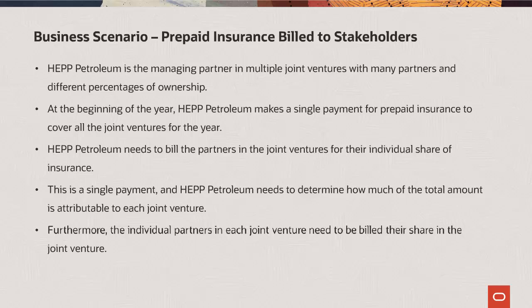This is a single payment, and HEPP Petroleum needs to determine how much of the total amount is attributable to each joint venture. Furthermore, the individual partners in each joint venture need to be billed their share in the joint venture. Since the original payment to the insurance company is for the total amount for all joint ventures and the cost is booked to the prepaid insurance account, which is an asset account, it is not possible to process this payment through the standard joint venture processes.